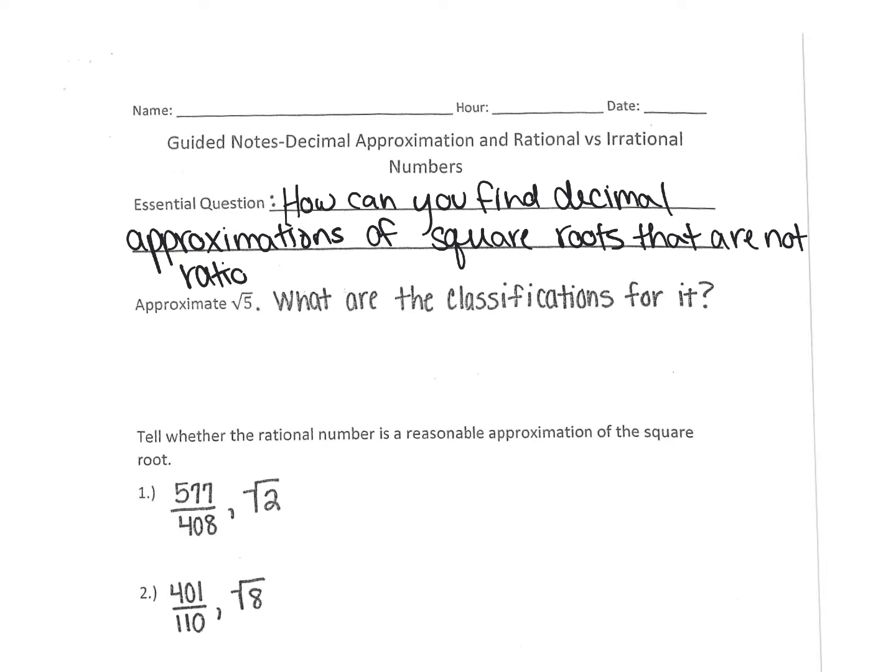And then you can just go to line 4. I ran out of numbers, but I also write kind of big. And it's a question mark. All right, so approximate the square root of 5. So what are the classifications for it? So this is what we're trying to do. We're trying to classify it.